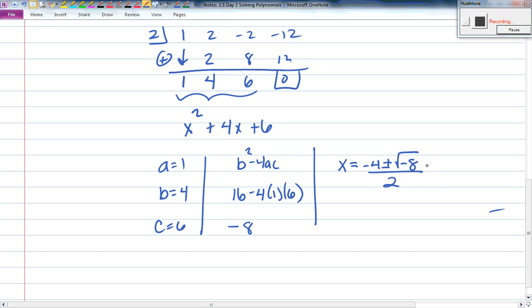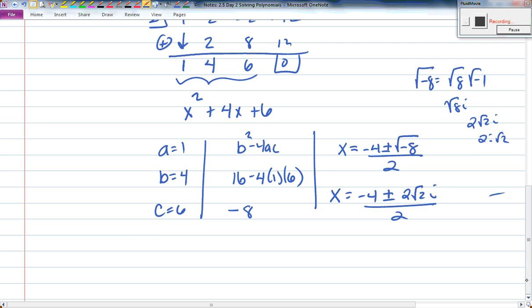All right, I have to deal with this square root of negative 8. The square root of negative 8 is equal to the square root of 8 times the square root of negative 1, which is the square root of 8i. I can break that down even further, though, can't I? 2 root 2i, very good. 2 root 2i, or 2i root 2, wherever you want to put the i, it doesn't matter to me. So then I got x equals negative 4 plus or minus 2 root 2i, all divided by 2. And I can simplify this fraction and get negative 2 plus or minus root 2i.